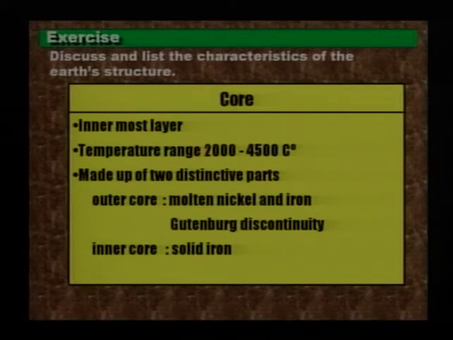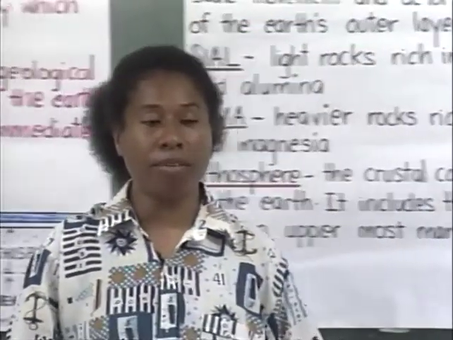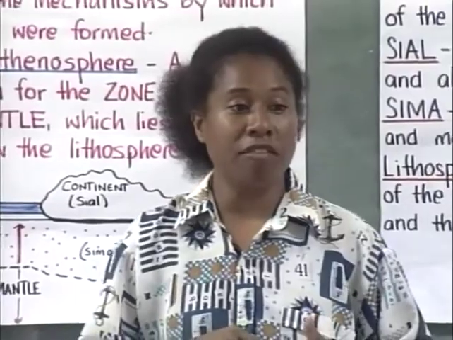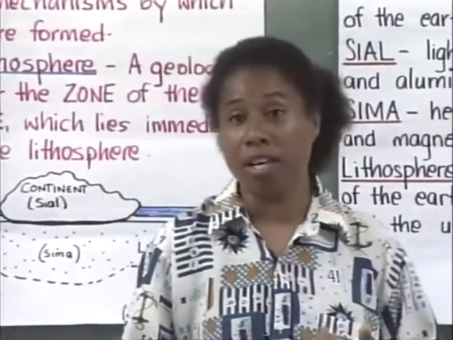It is made up of two distinctive parts, which we found out when we gave our characteristics: the outer core, which is molten nickel and iron, and the inner core, which is mainly solid iron. And all the other characteristics that we have looked at, we can also include. Okay, that will conclude our work on finding the information on characteristics of the Earth's structure.